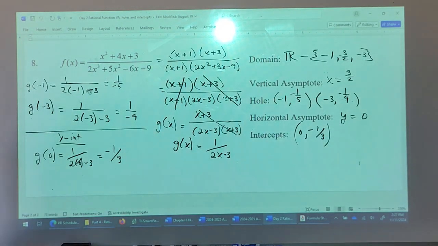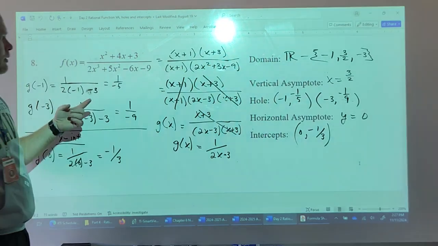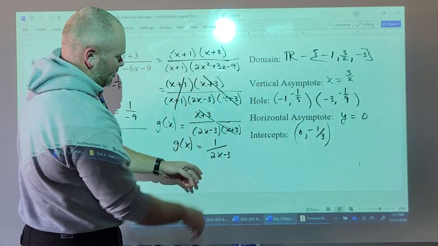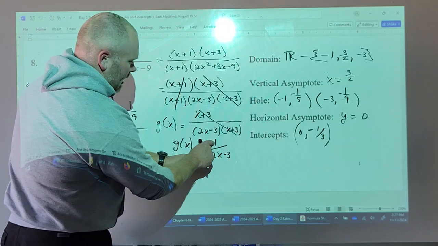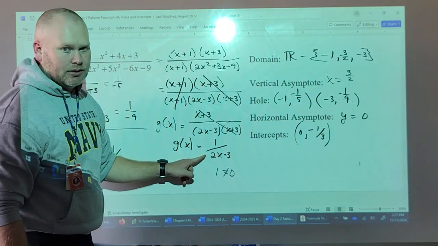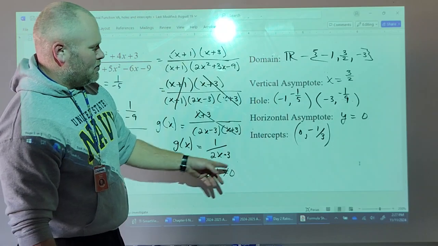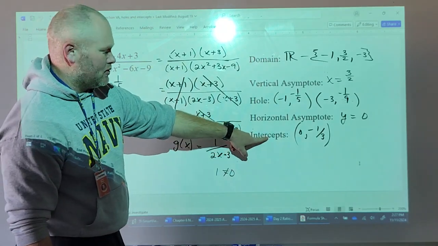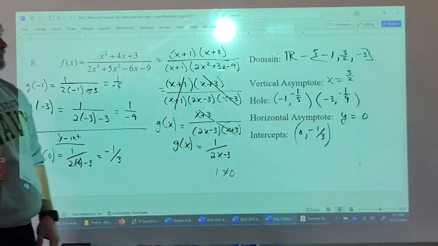Okay, x-intercept wise, we're concerned with when is the top of the function going to equal 0? Well, after all this stuff goes away and we get down to here, the top of the function, 1, is never going to equal 0, right? That's not possible, which means there are no x-intercepts on this graph. There's only a y-intercept. Okay?